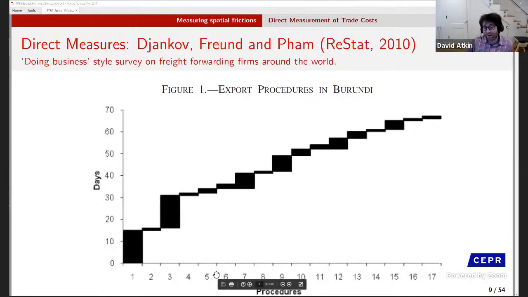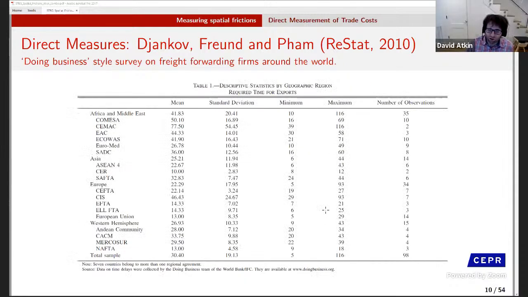And so here's the case of Burundi again, and you can see these 17 steps take a total of 70 days. 70. So that's an enormous number of days, and obviously this is one country, but this tells you that these measures from freight forwarding firms can give us very large numbers, at least if we converted these time costs into monetary terms. So, they don't just do this for Burundi, they do this for many countries. And as you might expect, these costs are much higher in the developing world than in developed countries.